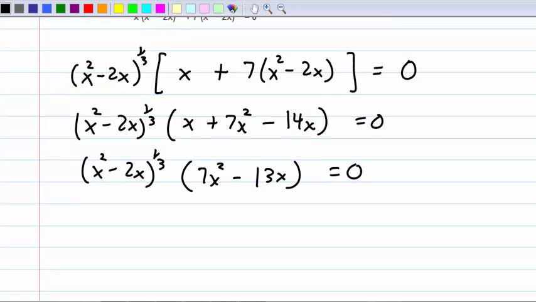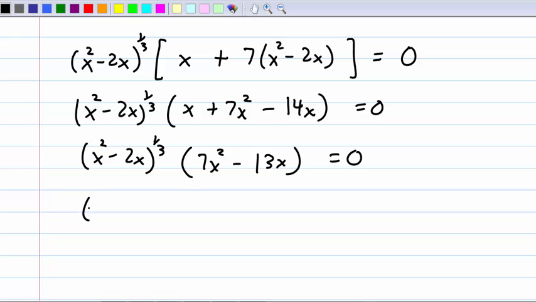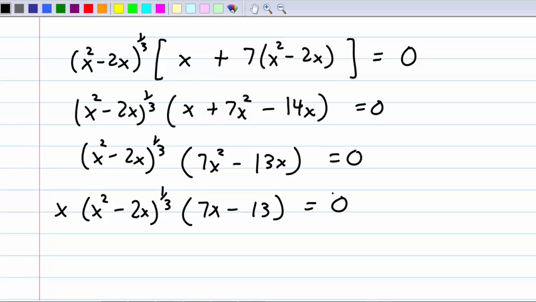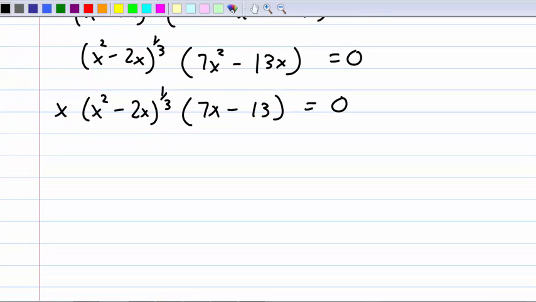Okay, to solve this, you want to make sure it's factored completely. And I see an x that can be factored out of that second set of parentheses. And what's left is 7x minus 13. There, so if I multiply those three things together, I still have my original problem. You could actually factor an x to the 1/3 out of here, but I'm going to let that go for now. So I'm going to say now we've got our expression factored completely, and you can set each factor equal to 0.